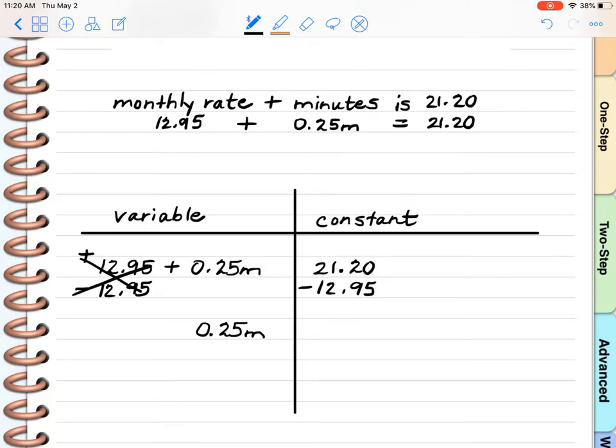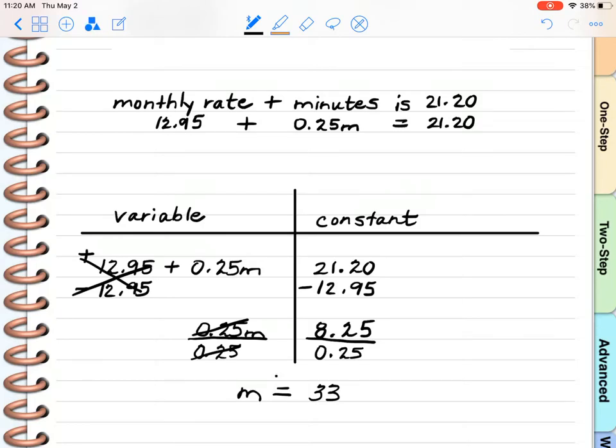And I know what that's going to be, but I want to make sure that it comes out of your calculator the way I think it will. So type that in there. Yes. And that is $8.25. And let's divide by the coefficient. And so M is 33. So for this particular month, I used 33 minutes of talk time.